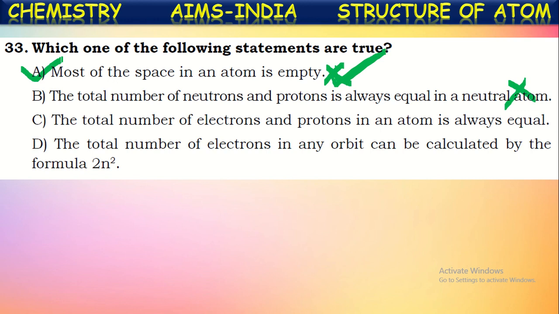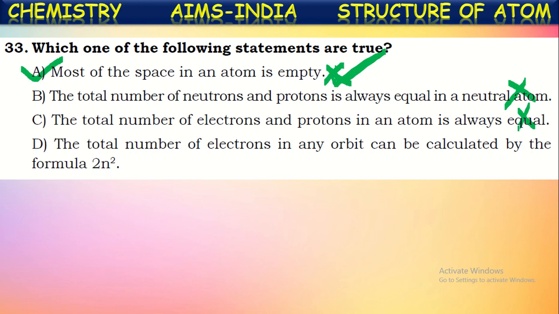See the next one. The total number of electrons and protons in an atom is always equal. Can we say this? No. This is also incorrect. Because the total number of electrons and protons is equal in neutral atoms. But it is not always equal, because sometimes atoms lose electrons, or sometimes they may gain electrons also.